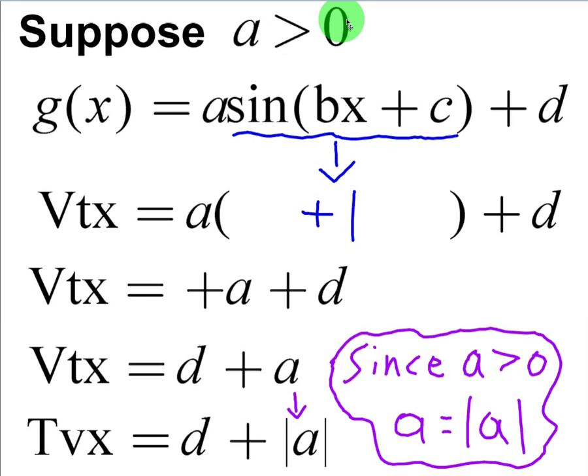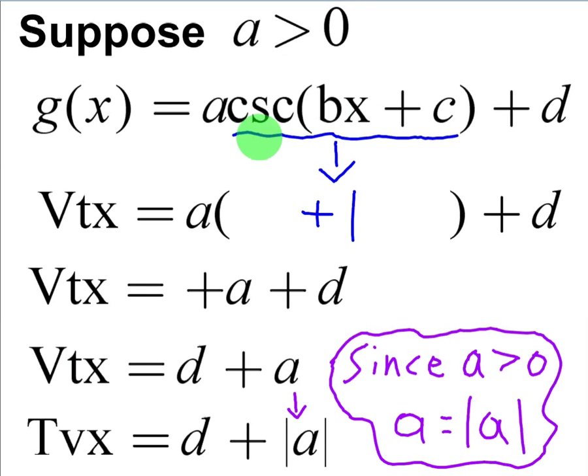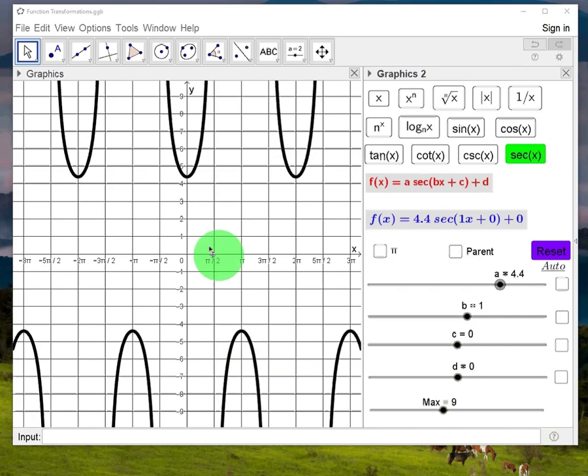Alright, next up, if A is positive, and it should be cosecant, let's look at what happens if we have that y value of the top vertex of 1. Now again, we're just going to say this is a vertex right now, and we're going to prove it's the top one. So A times 1 is A. I'm going to have plus D over here. Flip them, and then you get D plus A. And then we've just shown that A is equal to absolute value of A. So D plus absolute value of A will indeed give us the top vertex. It'll give us the middle of the graph plus the absolute value of A.